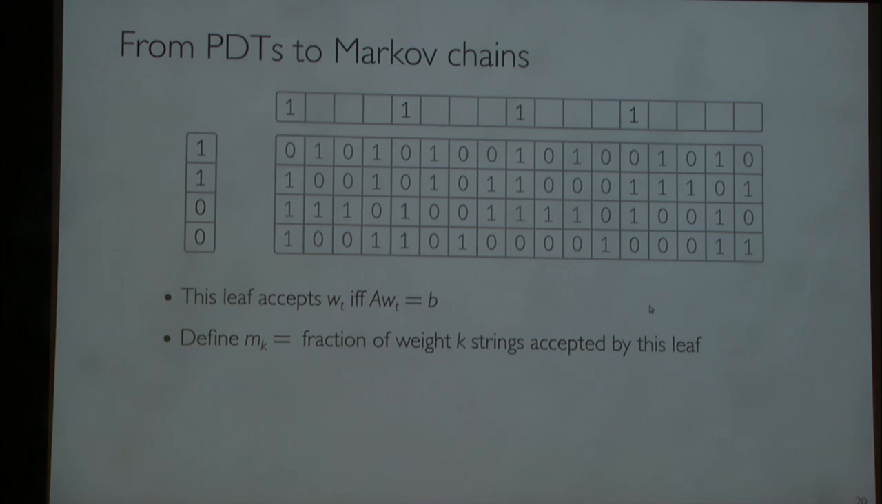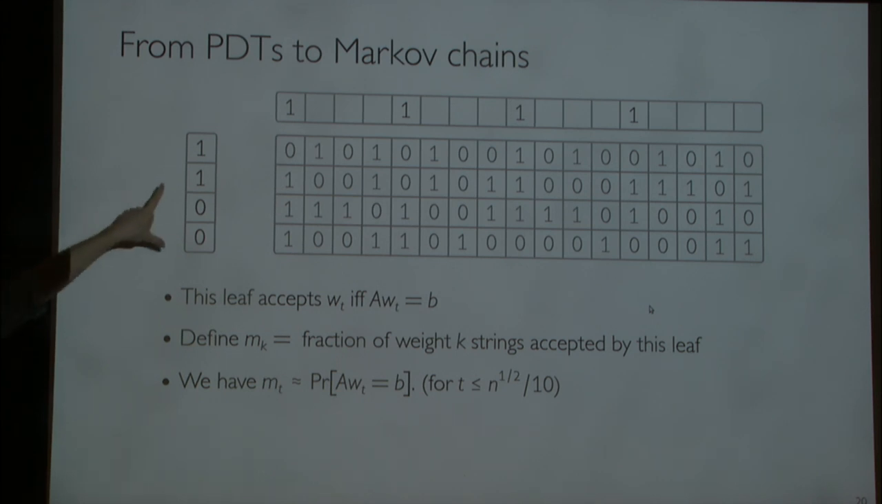we do the random walk, and for t time steps, this will be a proxy for Hamming weight t inputs, because as we saw, when we do the random walk for t time steps, the Hamming weight of W is roughly t. Now let's define m_k to be the fraction of weight k strings accepted at this leaf. Notice a_k was the fraction of the weight k strings accepted at the tree in total. This m_k is just for this particular leaf. So now, through these observations, m_t is pretty accurately approximated by the probability that I do the random walk for exactly t time steps, and whether I hit B here or not.